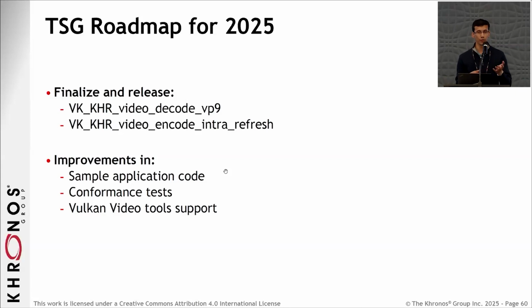And we also have improvements lined up in the sample application code. We will always keep improving sample application code because we know that there are areas where we can improve. Conformance tests can be improved, and improving conformance tests helps IHVs bring users higher quality drivers. And for the tools, we are looking for what more we can do in improving the tooling support for our users. So any feedback related to this is also appreciated.